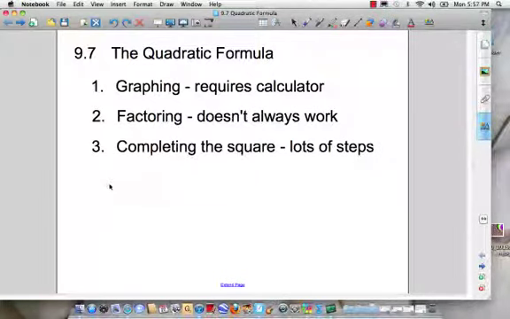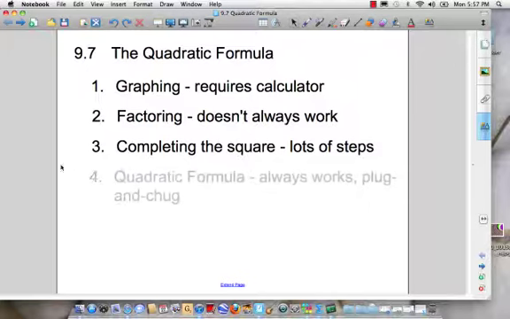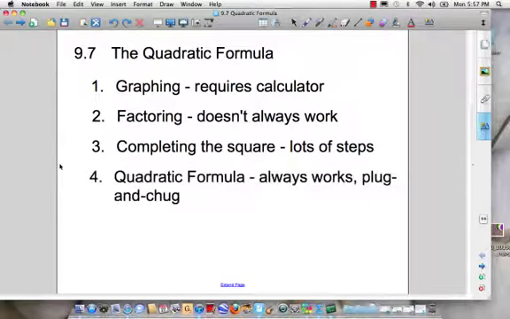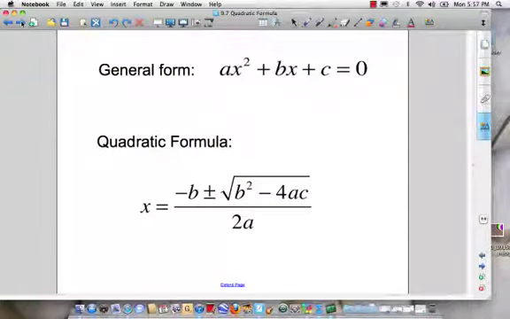So the final method that we're looking at is the quadratic formula. And the quadratic formula always works, and I'm going to describe it as plug and chug. You just plug numbers into a formula and then chug through the simplification. All right, what does the quadratic formula look like?